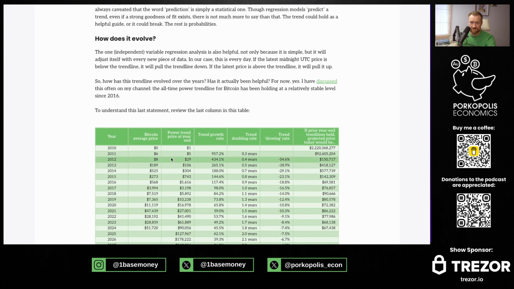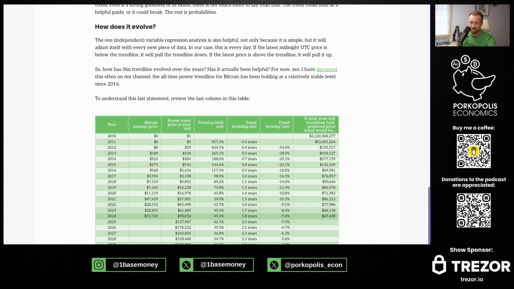How does it evolve? This is an interesting table I just added here today as of this recording. Here is something that's also overlooked. I've shown this in different videos, but we'll try to show it in table form now, in number form. We have Bitcoin price, the trend growth rate, the trend doubling rate, the trend slowing rate, because as you can see, the trend slows over time.